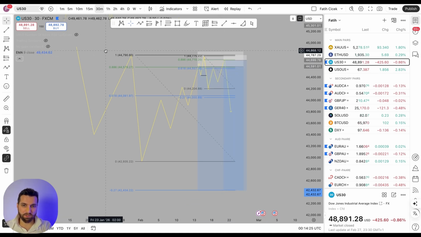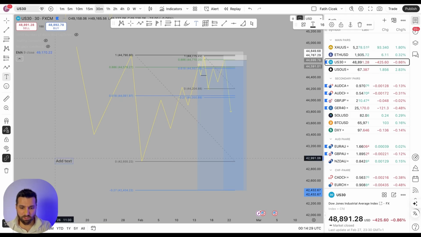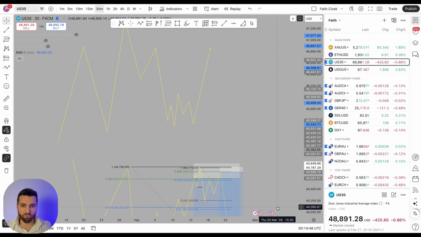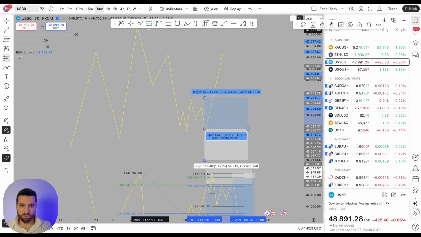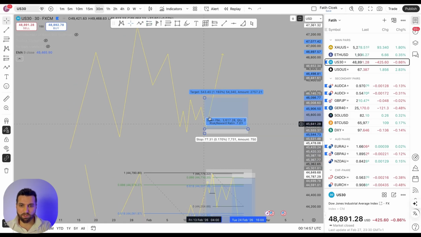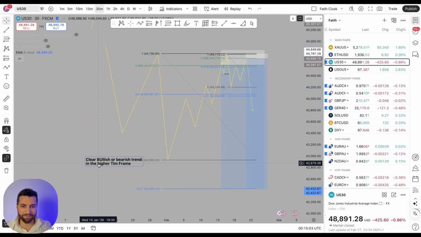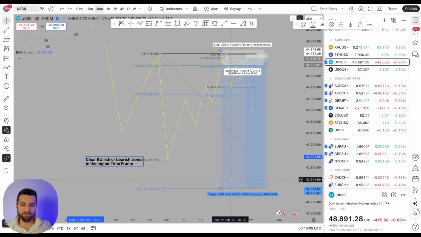Okay, that's basically it. So let's just summarize the whole strategy. What we're looking for: we want to see a clear bullish or bearish trend in the higher time frame. This could be bearish or bullish. In this case, we have a bullish scenario. In a similar way, we could just take this sniper entry and then target these levels over here. But we want to have a clear bullish or bearish trend in the higher time frame. What gives us a clear trend? Basically higher highs and higher lows. That's the first thing we're looking for.